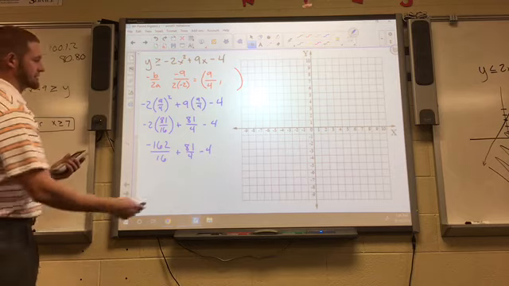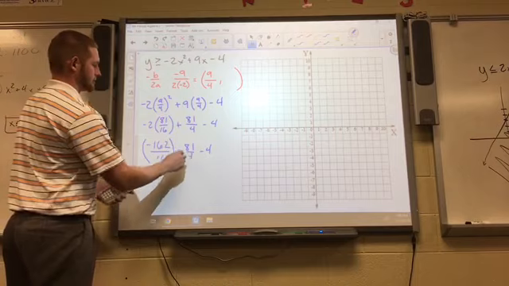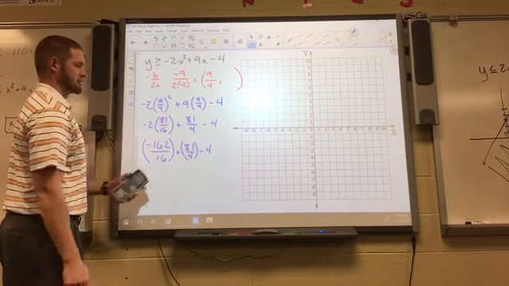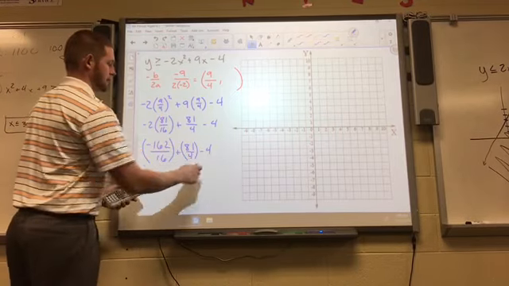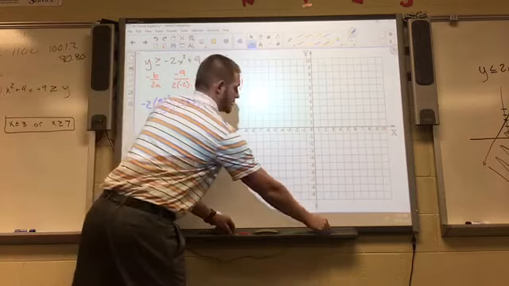Okay. So when I type this in, this is how I would type it. I'd put that in parentheses, a plus sign, that in parentheses, a minus sign, and then 4. You should be able to type that straight into your calculator at this point. So I have negative 162 divided by 16 plus 81 divided by 4 minus 4. That gives 6.125, which is 49 over 8. Okay?